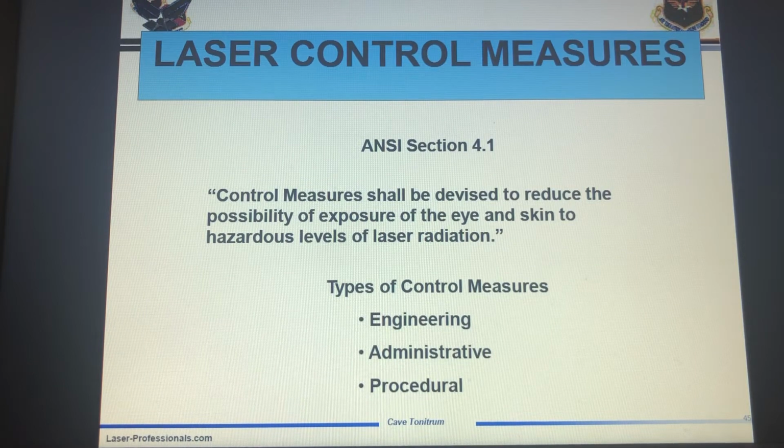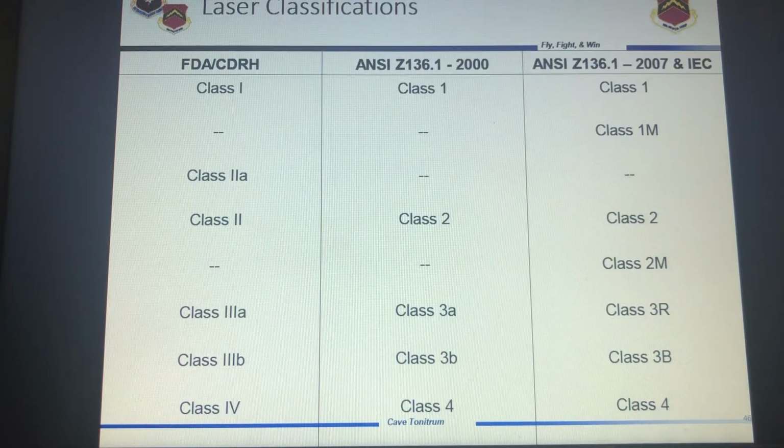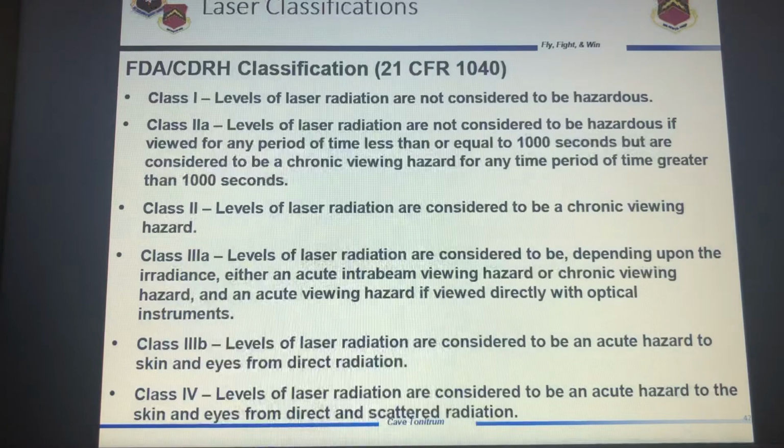Some of the measures they have are engineering, administrative, and procedural to make sure everyone will be able to treat these lasers safely. Like I said already, we follow all of these guidelines. And we use a Class 4 laser, which is at the bottom, where the levels of laser radiation are considered to be an acute hazard to the skin and eyes from direct and scattered radiation.